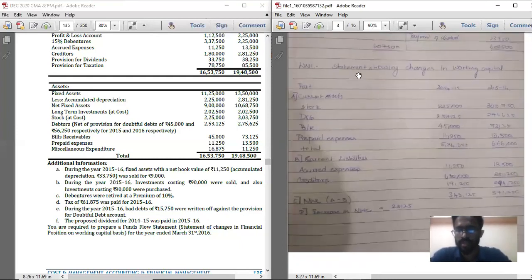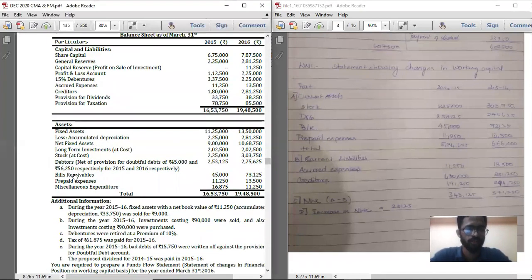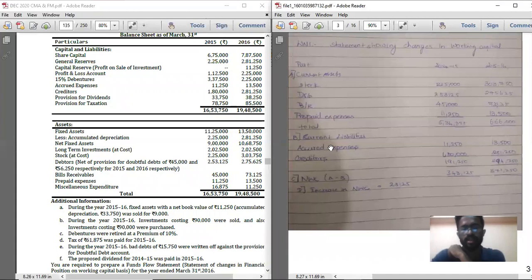Statement showing changes in working capital. First, current assets. What are all the different current assets which we found? Stock, debtors, prepaid expenses, and bills receivable. And what are all the liabilities? Accrued expenses, creditors. Provision for dividends and provision for taxation, a separate account should be opened. It is not current liability.